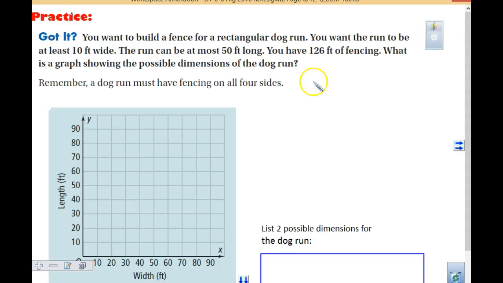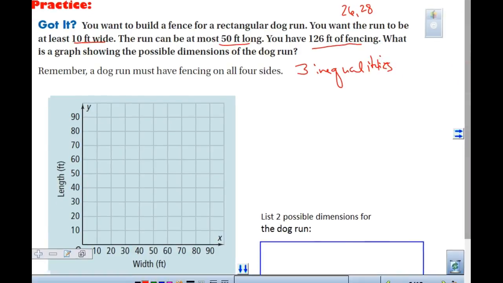All right. One of the questions in your homework, I'm not sure if it's number 26 or 28, is just like this one. You're trying to build a fence where you want your dog to be able to run. You want the run to be at least 10 feet wide, and you want the run to be at least 50 feet long. And you have 126 feet of fence. So we want to have 3 inequalities, okay? When we look at that, 3 inequalities.